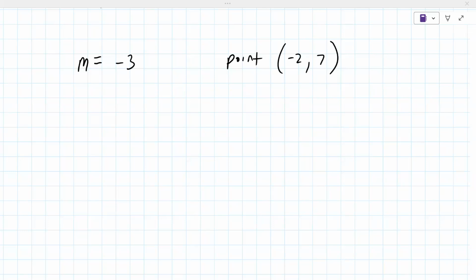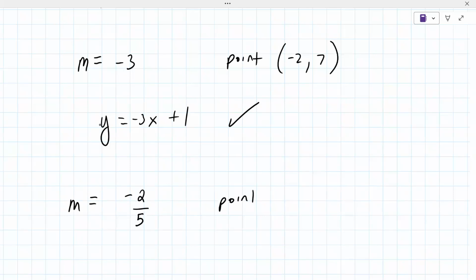Okay, I got y equals -3x plus 1. You are correct. Very good. So try another one here. All right, let's try that one.